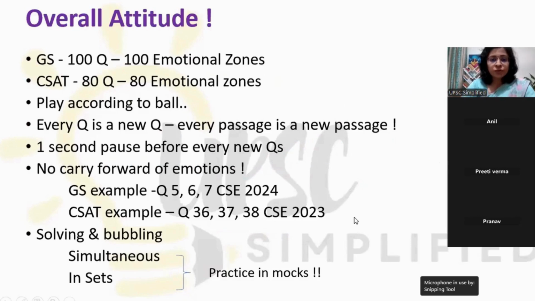First of all, there are some things which are common for both GS and CSAT. In GS we have 100 questions, and in CSAT we have 80 questions. I feel those 100 questions and 80 questions are like emotional zones, so just listen carefully. 100 questions in GS means 100 times you have to think afresh in your mind how I'm going to deal with this question. 80 questions in CSAT means 80 times you are going to think in your mind how I am going to deal with these questions.